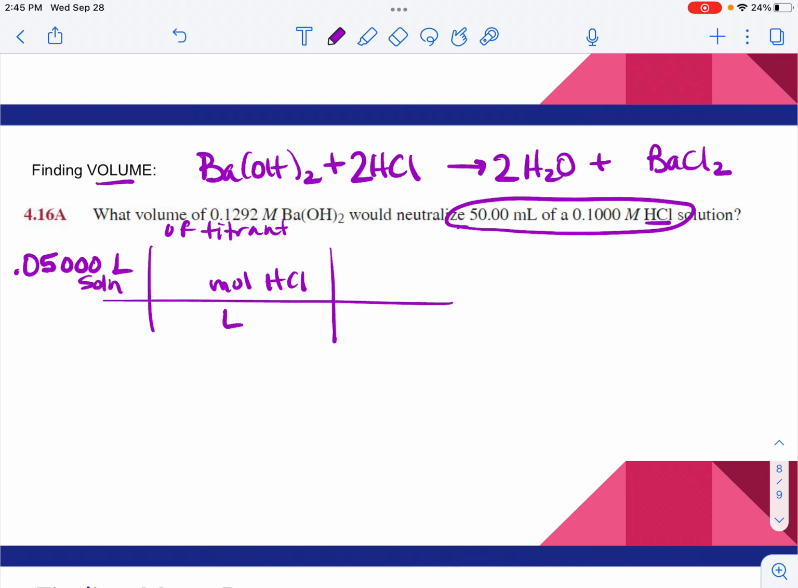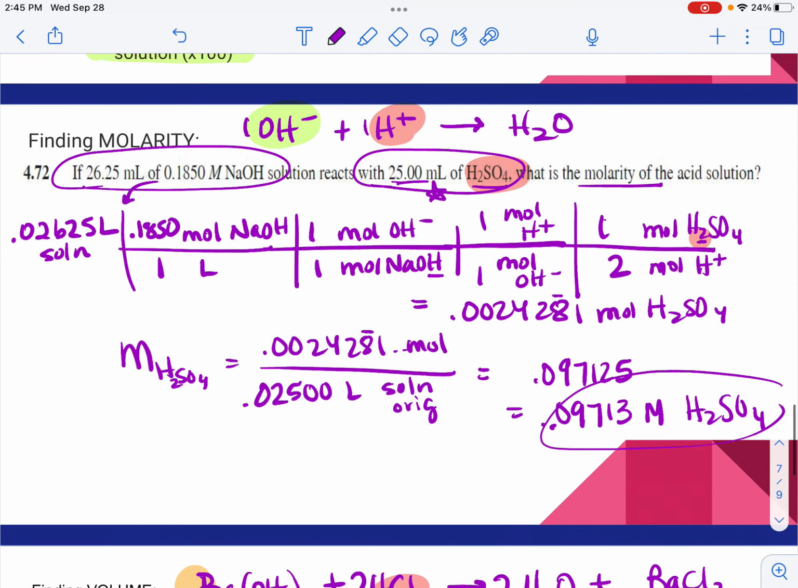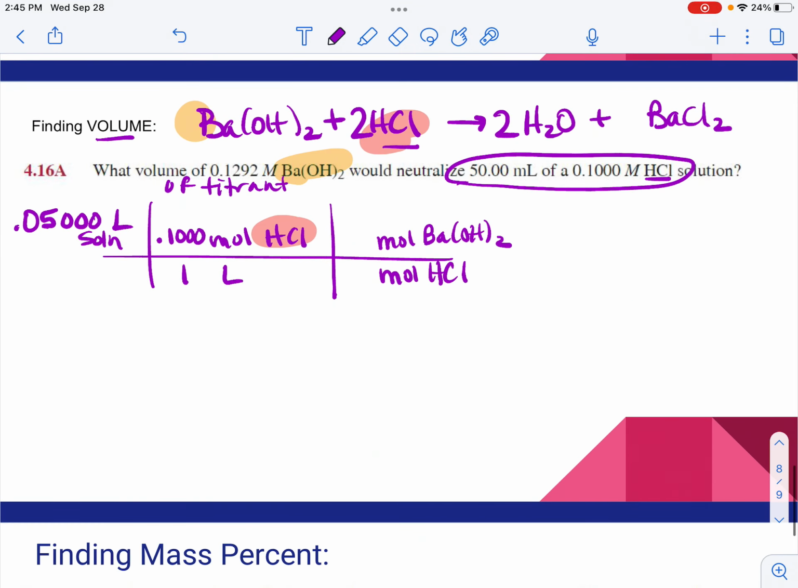And this is my molarity, so 0.1000 mole per liter. Now HCl is actually in my equation, and HCl is here, so I don't have to go to the ion. Instead, I want to know about the barium hydroxide solution, so I'm going to go to the barium hydroxide. Notice up here I had to go to the ions because the ions were in my equation. Here they're not. I can go straight to the compounds.